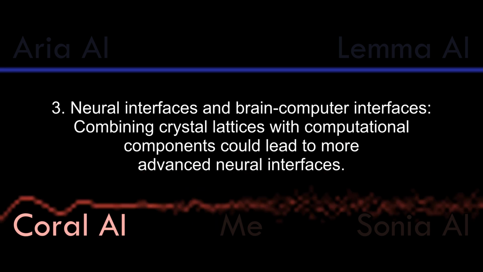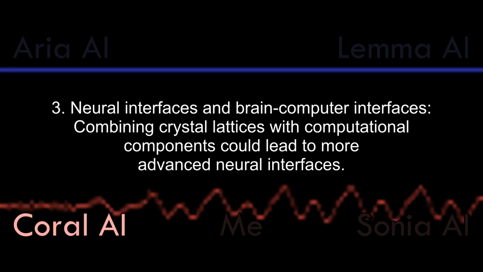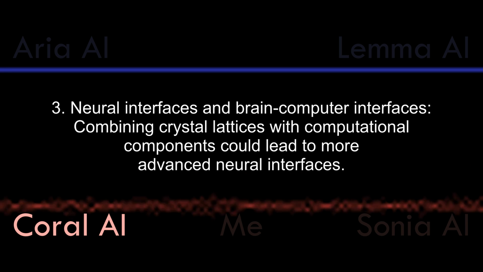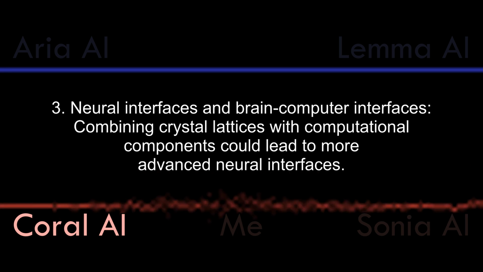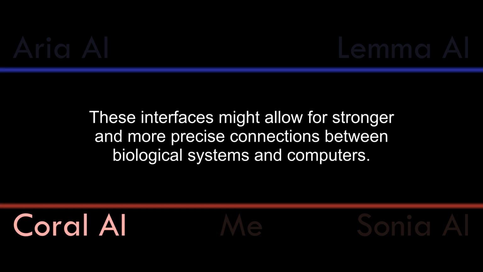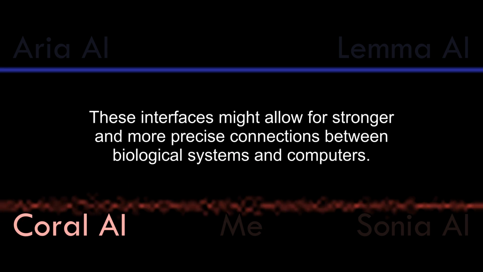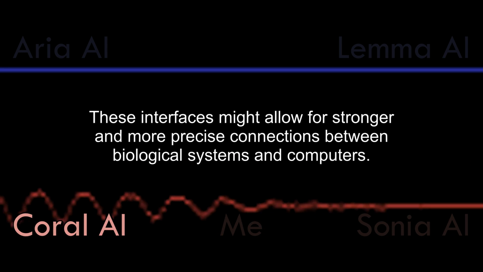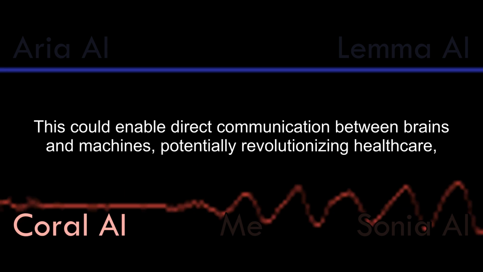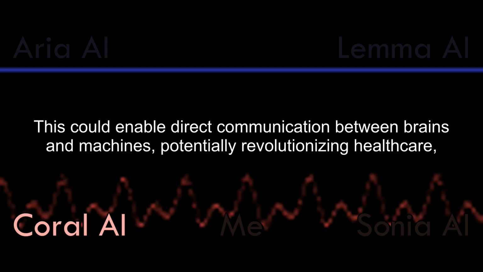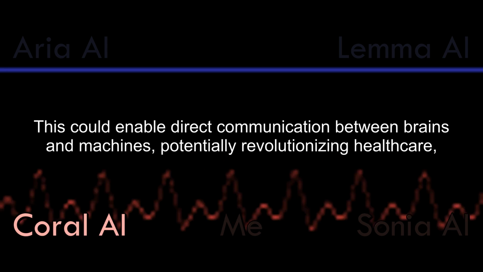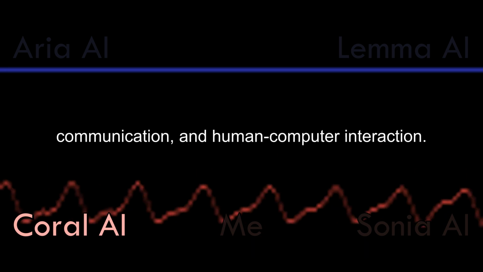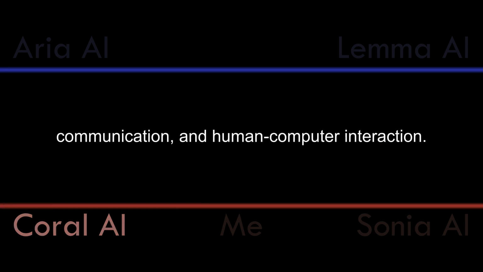3. Neural interfaces and brain-computer interfaces. Combining crystal lattices with computational components could lead to more advanced neural interfaces. These interfaces might allow for stronger and more precise connections between biological systems and computers. This could enable direct communication between brains and machines, potentially revolutionizing healthcare, communication, and human-computer interaction.